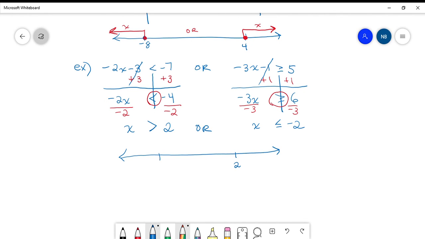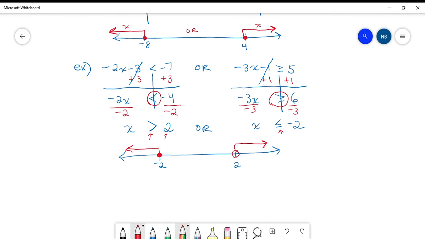or smaller than -2. Now notice the positive 2 does not have an or equal to with it, so that's an open circle. The -2 does have an or equal to with it, so that's a colored in circle. Greater than 2 is to the right, less than -2 is to the left. And that's the graph of that solution.